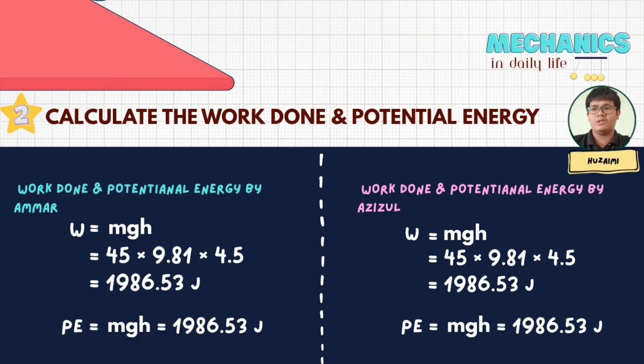Now for step 2, calculating the work done and the potential energy. We are going to look at two individuals, Amar and Azizul, climbing the exact same 4.5 meter staircase we just measured. Let's start with Amar. To find the work done, we use the formula work equals mass times gravity times height. Amar has a mass of 45 kilograms. We multiply that by 9.81, which is the standard acceleration due to gravity, and then multiply that by our height of 4.5 meters.